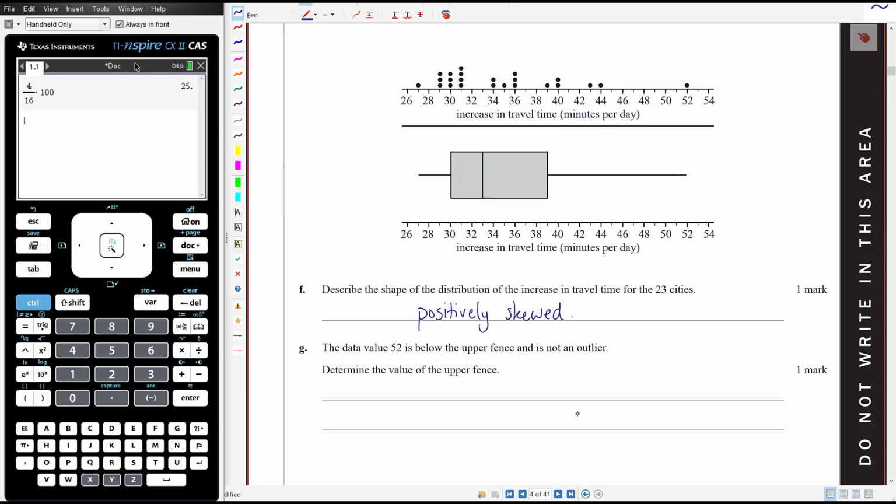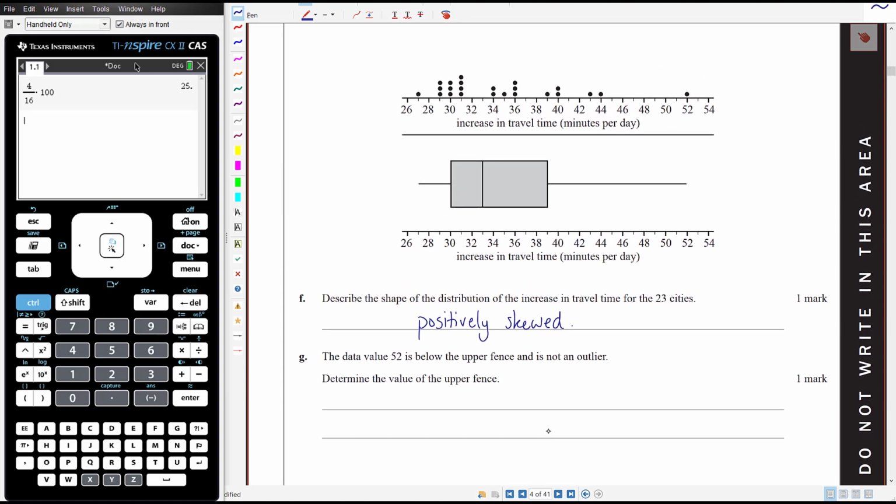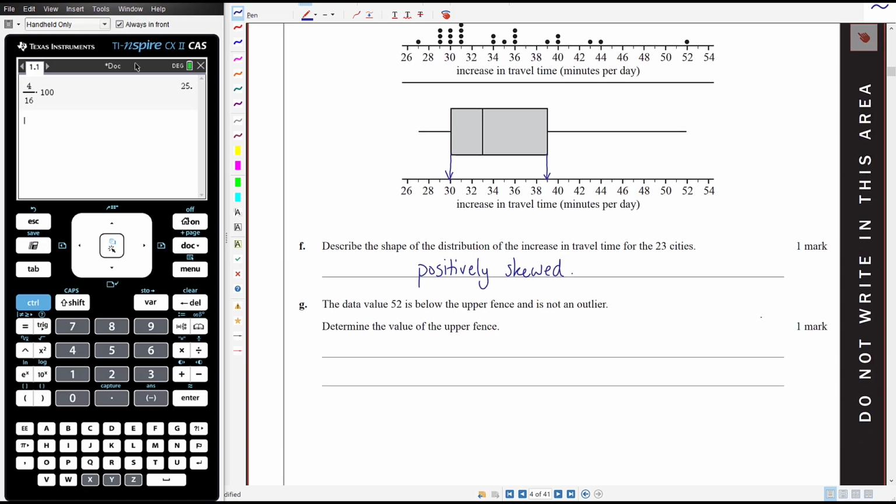So to determine the value of the upper fence, we're going to need both the quartiles, lower and upper quartiles, so we can calculate interquartile range. So let's see if we can read these off the plot. If they're nice precise values, and it looks like they are, we can read them as 39 and 30. So the interquartile range is Q3 minus Q1. So that is 39 minus 30, which is 9.